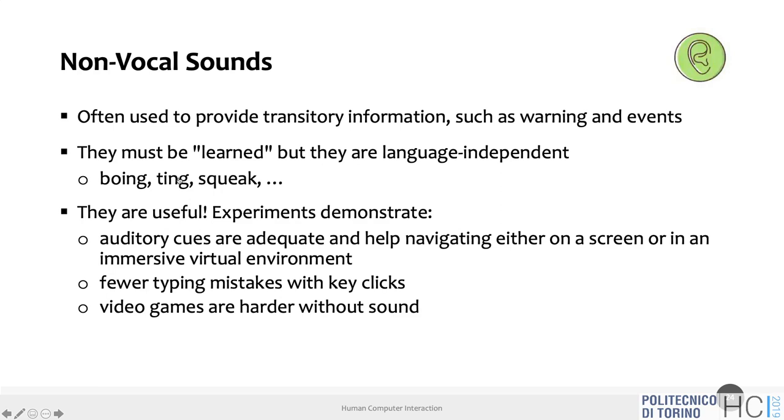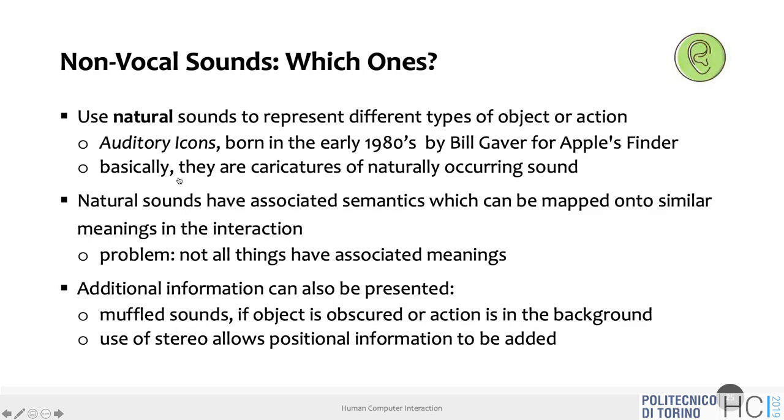Video games are harder without sound. Probably also less pleasant, but surely harder without any sound. Sounds in video games really help to set the stage and to immerse people in the game, in the environment, to have the player really concentrate on it.